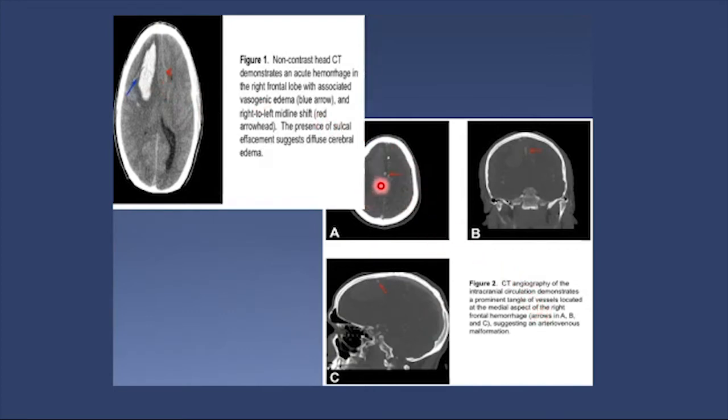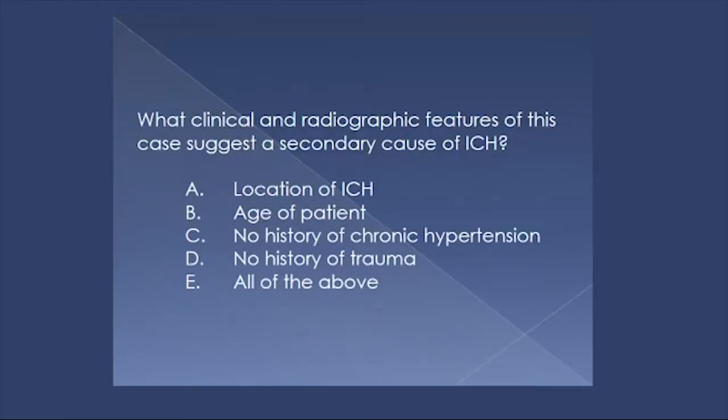And in the CT angio, you can see prominent terminal vessels in the middle aspect of the right frontal lobe. The white dotted lesions suggest that there are vessels that contributed to the pathology of this patient. So it basically suggested that there was a vascular malformation that resulted in this acute intracerebral or intraparenchymal hemorrhage. So, question: what clinical and radiologic features of this case suggest a secondary cause of ICH?